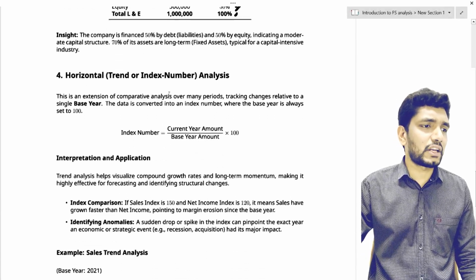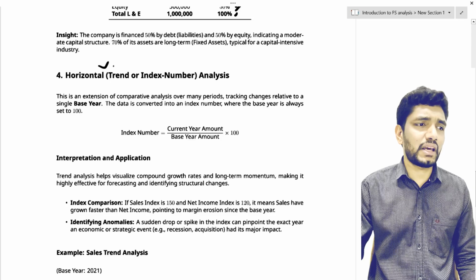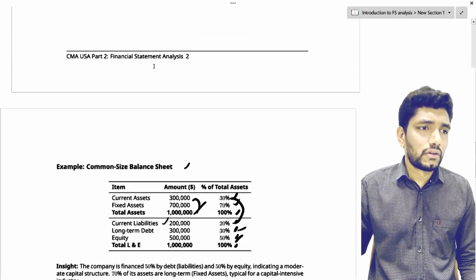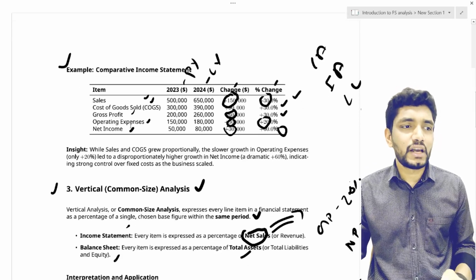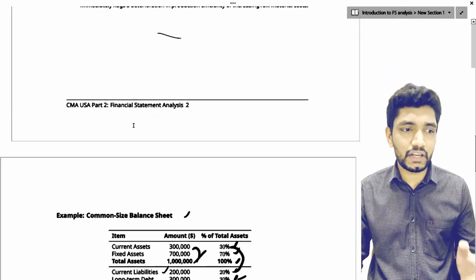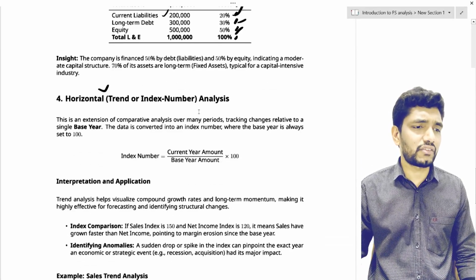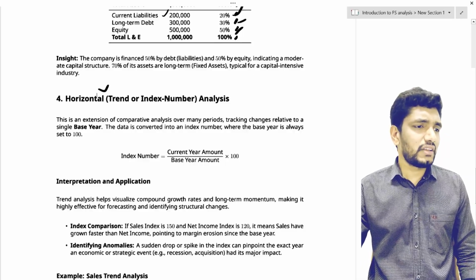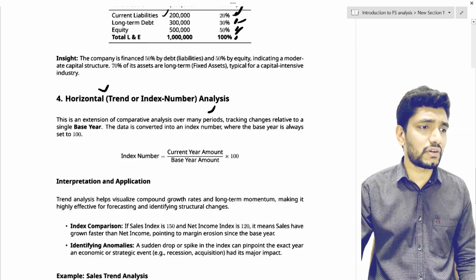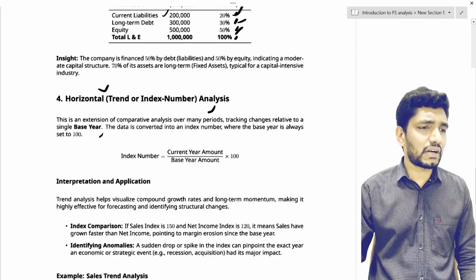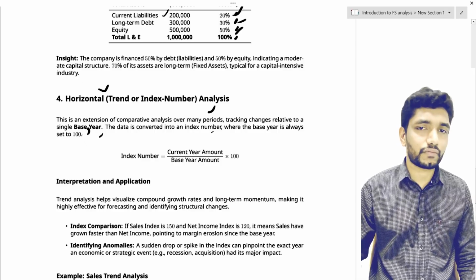So we'll move to the next category of analysis, that is horizontal analysis, trend or index number analysis. What we discussed so far, the comparative income statement and the vertical or common size income statement, we have already covered. Now we are moving to horizontal, trend or index number analysis. This is an extension of comparative analysis over many periods, tracking changes related to a single base year. The data is converted into an index number where the base year is always set to 100%.